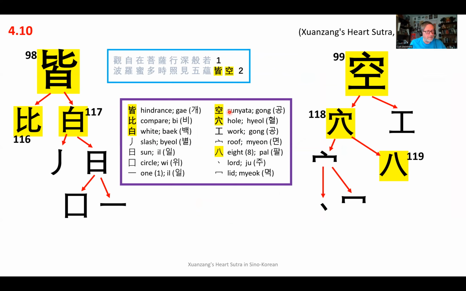So these 2 characters together mean "all empty." And we're going to come back to that and talk about it a little bit more as I go through. This first pass through these characters is mostly just to show you how they're broken down, how the characters and the new components of the characters are pronounced, and what their meanings are. Then I'm going to come back and look at them again and give you a little bit more information, so that hopefully you'll have a better feel for these characters, and not just learning them in a vacuum.